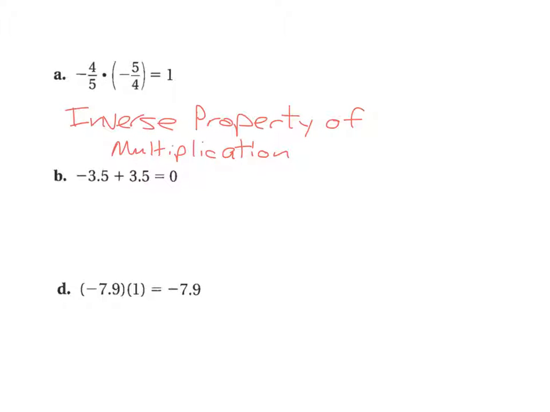Now we've got to make sure we put multiplication here, because remember, the inverse properties are different. In example B, we have negative 3.5 plus 3.5 equals 0. We know this is going to be one of our addition properties, and I see a number plus its opposite equals 0. So remember, another word for its opposite is the additive inverse. So this is the inverse property of addition. The multiplicative inverses and the additive inverses are very different. So we've got to make sure we're very specific when we're writing down the property we're using.